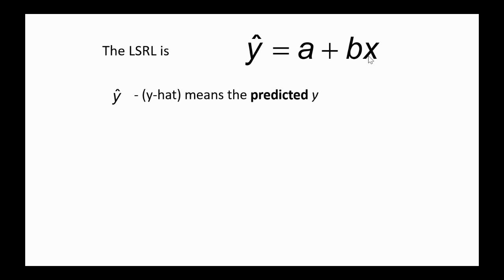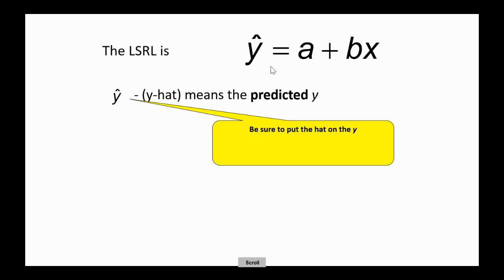Y hat is the predicted y. That's what we think may happen. And make sure when you are working these problems that you put the hat on the y. I don't know why that text is so small. But anyways, make sure you put the hat on the y here. If you don't have the hat, you're saying that is the y. So with the hat, you're telling me that that's a prediction.